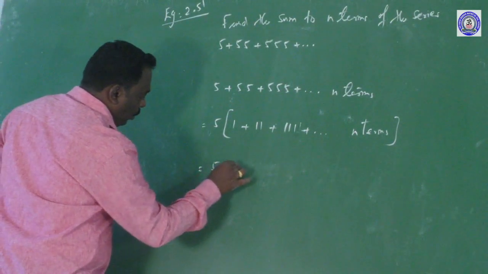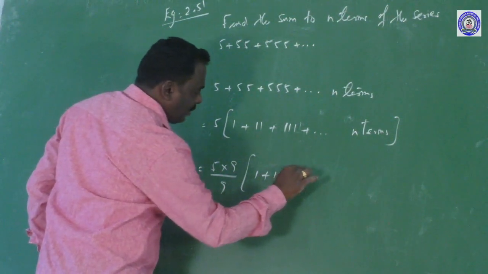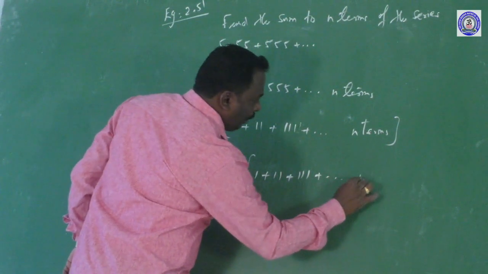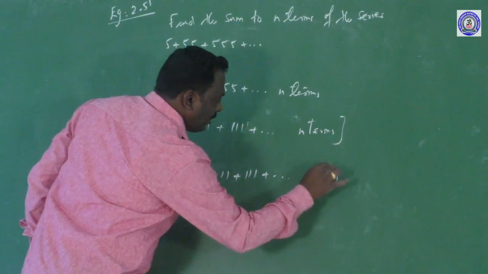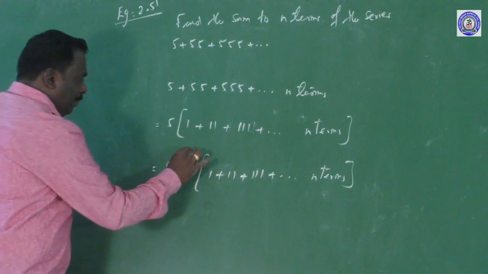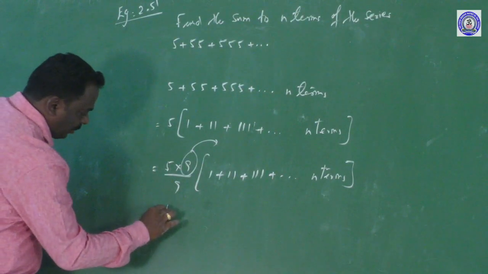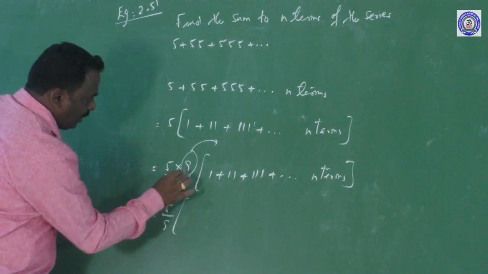Therefore 5 into 9 by it is 9. And the remaining terms are 1 plus 11 plus 111 plus etc. up to n terms in the series. Now we want to multiply the numerator 9 into the bracket. So the 5 by 9 stays outside as it is.